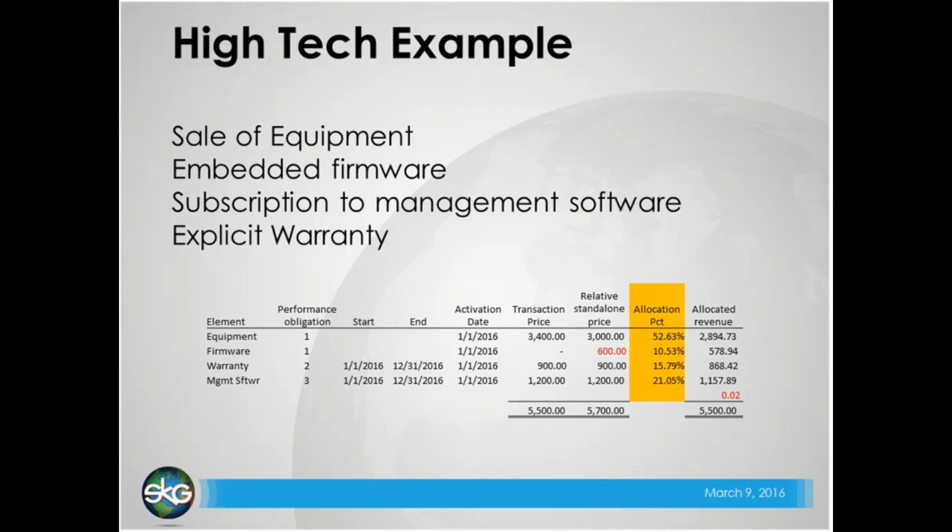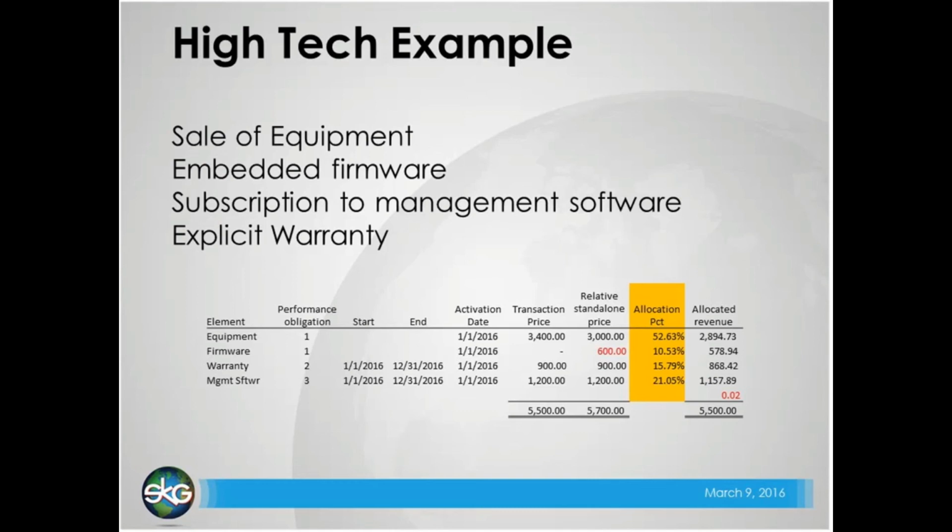Just a loose example here, and just from a conceptual standpoint, what's important is a couple of things. One, a performance obligation. You'll see here that the equipment and firmware are treated as part of the same performance obligation. That has to do with the fact that while the equipment is a distinct element, the firmware is not, because it's not sold separately. So we would treat that as part of the same performance obligation. So they're linked together. They'll be recognized at the same time. The warranty is a separate performance obligation, largely because it's been explicitly stated in the contract. And the management software is also an explicit or distinct element on this contract, and forms up its own performance obligation.